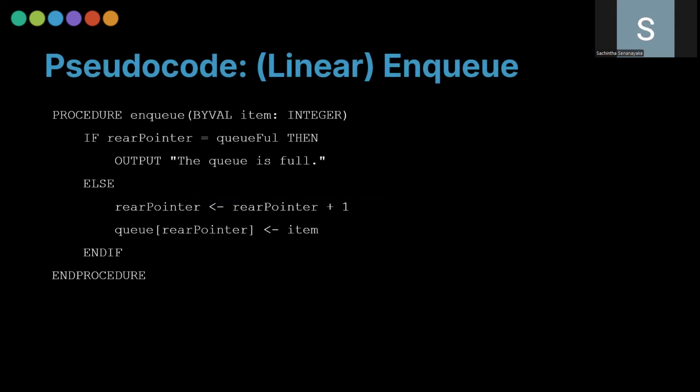Now, the pseudocode for linear enqueue is very simple. We implement it as a procedure because it doesn't return any items. We take an item as a parameter. We check if the rear pointer is equal to queue full. If so, the queue is full. Otherwise, similar to a stack, we increment our rear pointer and we add the item to that position in the queue.